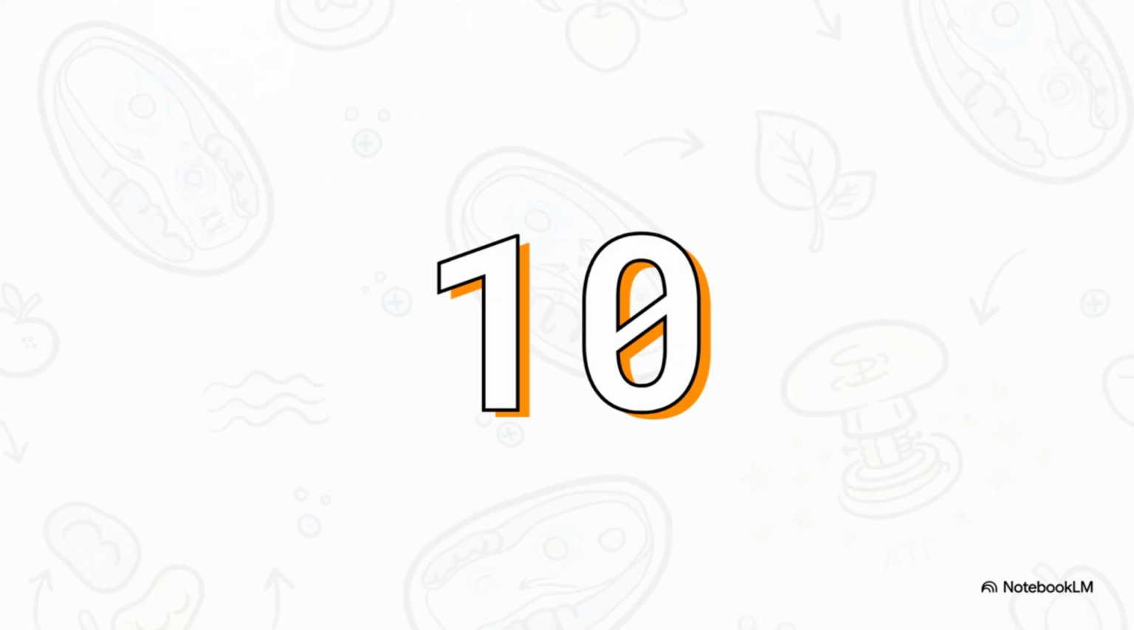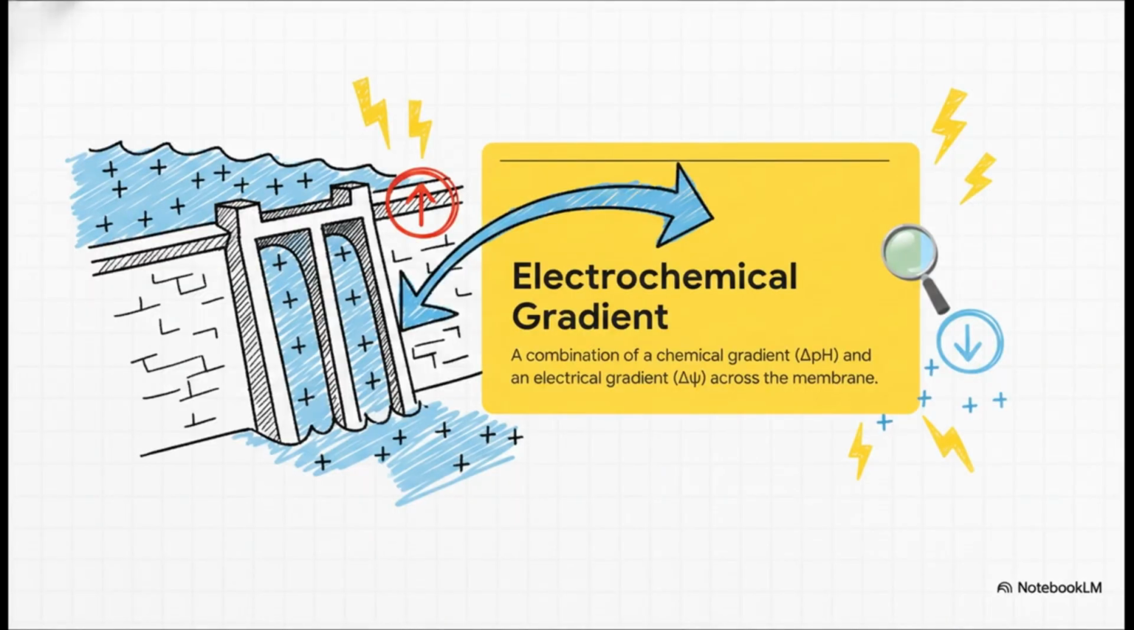This builds up a huge amount of potential energy. What we've just created is called an electrochemical potential gradient. It's really 2 gradients for the price of 1. A chemical one, because there's just more protons on one side, and an electrical one, because all those positive protons create a positive charge. The best way to think about it is like water building up behind a giant dam.